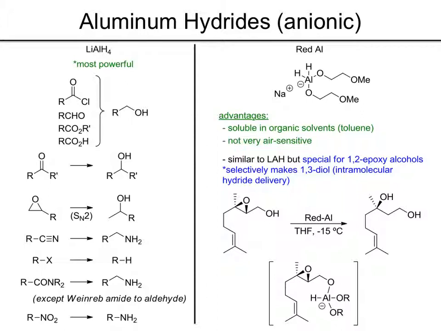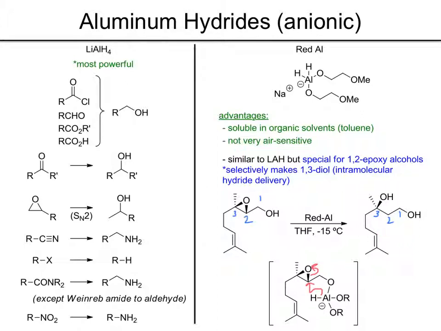Red-Al is especially used for 1,2-epoxy alcohols because it selectively makes the 1,3-diol, and this is due to intramolecular hydride delivery. If we look at this 1,2-epoxy alcohol, so if we number it, this is 1, 2, 3, so we've got a 1,2-epoxy alcohol, and we end up with a 1,3-diol. The key intermediate is when this oxygen attacks Red-Al and forms this complex, and so there is an internal delivery. So there is an intramolecular delivery of the hydride, and upon workup it protonates to get the 1,3-diol.